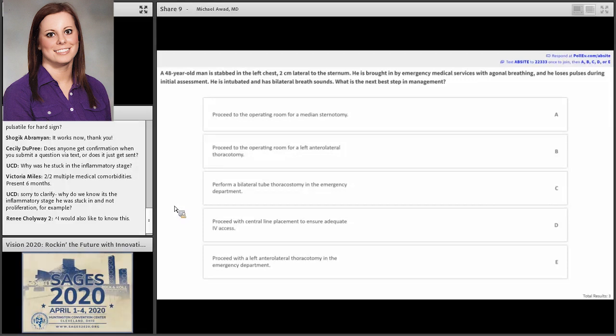A, proceed to the operating room for a median sternotomy. B, proceed to the operating room for a left anterolateral thoracotomy. C, perform a bilateral tube thoracostomy in the emergency department. D, proceed with central line placement to ensure adequate IV access. Or E, proceed with a left anterolateral thoracotomy in the emergency department.